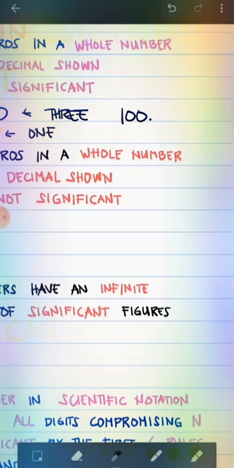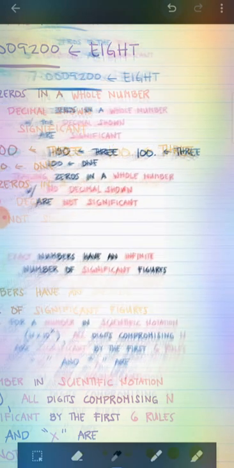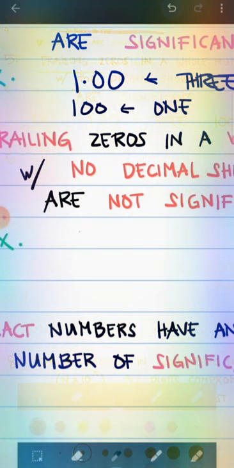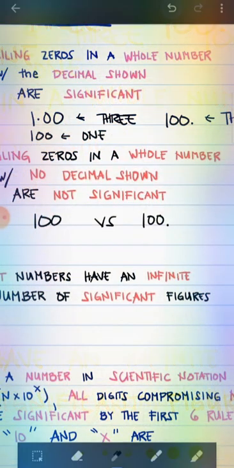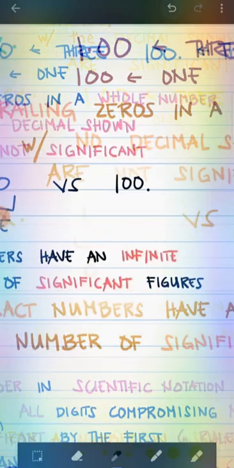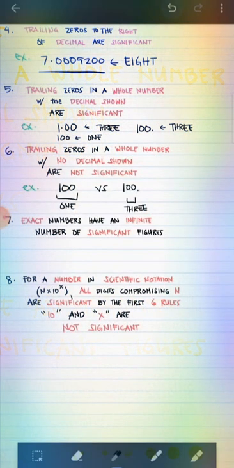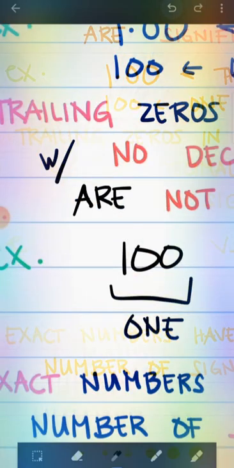Something like that, with the decimal point shown, it will become 3. There are 3 significant figures. And rule number 6: trailing zeros in a whole number with no decimal shown are not significant. If I have 100 versus 100 with a decimal point, this has only 1 and this has 3. That's because of rule number 6. If the decimal is shown, these 3 are significant. If it is not shown, then only 1 is significant.